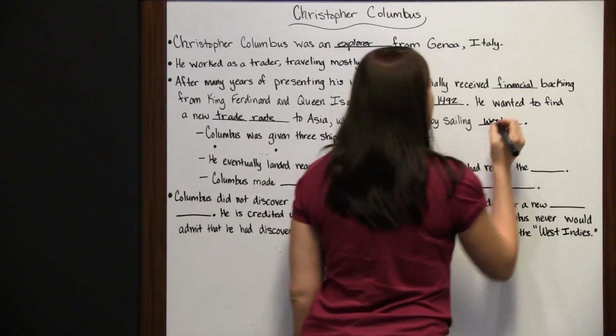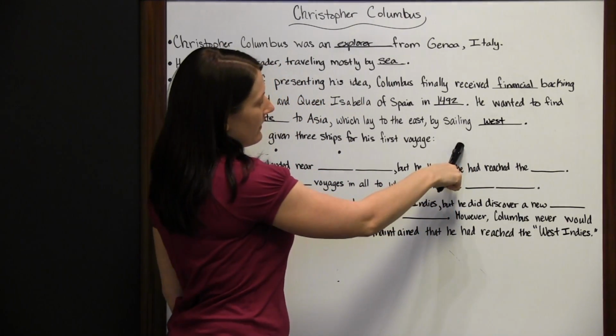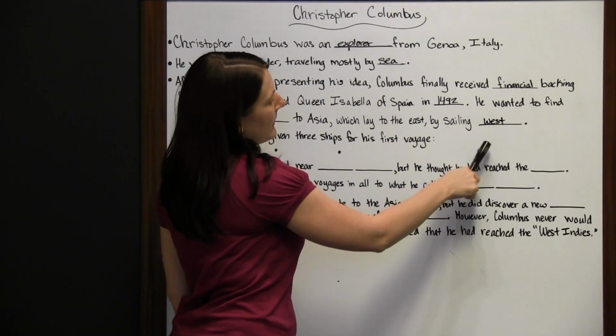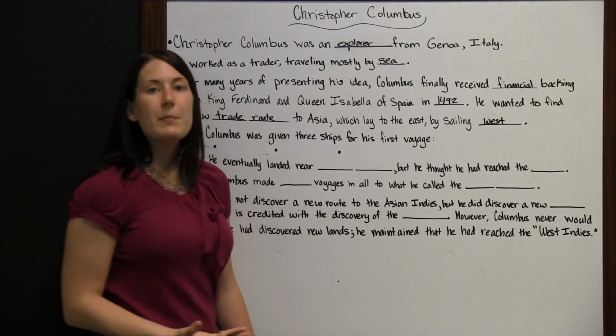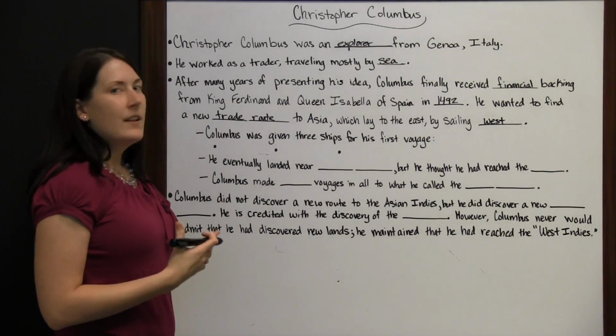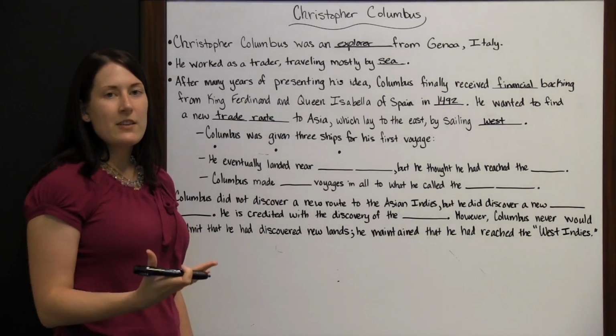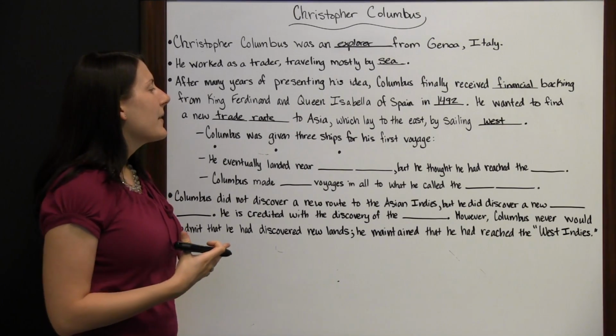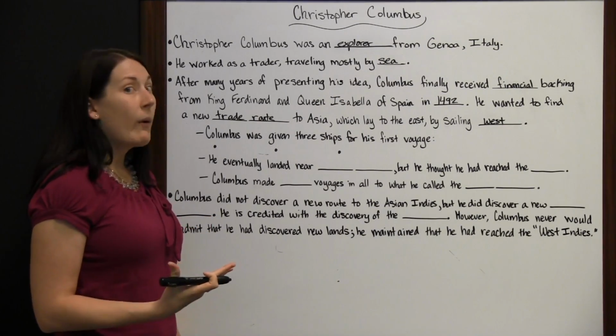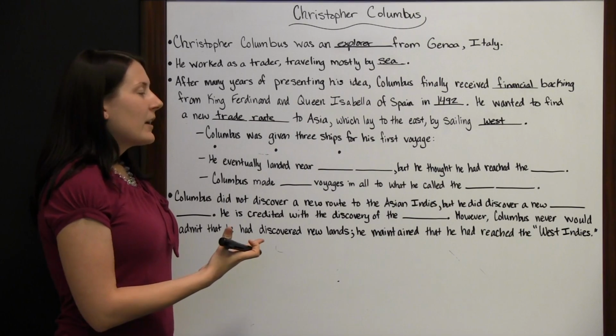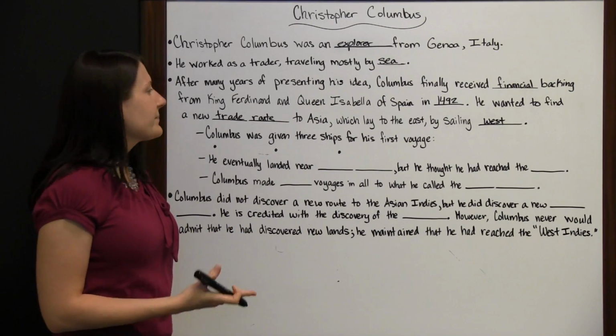He thought if he started here and went far enough this way, he'd circle back around and hit here. And he would have been right, except that America was in the way. You had two continents, North and South America, that were not going to go away. So his plan didn't work out quite like he thought it was going to.